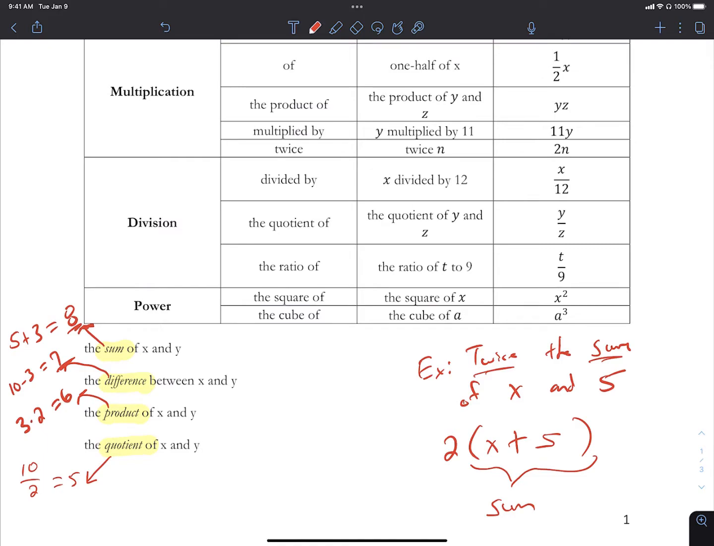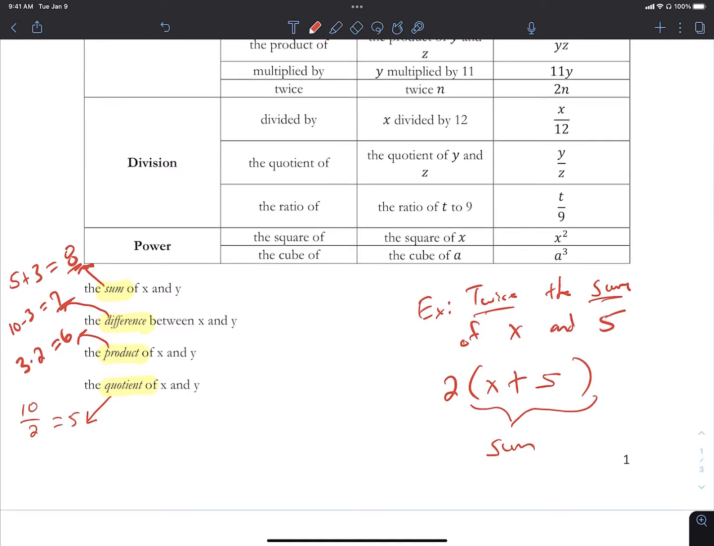So you want to pay particular attention to how it's worded when you see sum, difference, product, quotient. In other words, when you see those words, it's helpful if you put parentheses around them and then input what the sum, difference, product, and quotient is symbolically, and that will protect you. Because that's not the same thing as if you just wrote 2x plus 5.